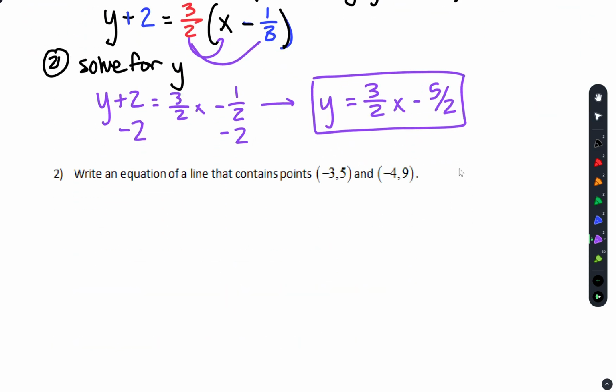Okay. In the next one, now I have 2 points. I still kind of want to follow that same pattern. 95% of the time, you're going to start in point-slope form. How am I going to find the slope? If I have 2 points, how do I find the slope of 2 points?